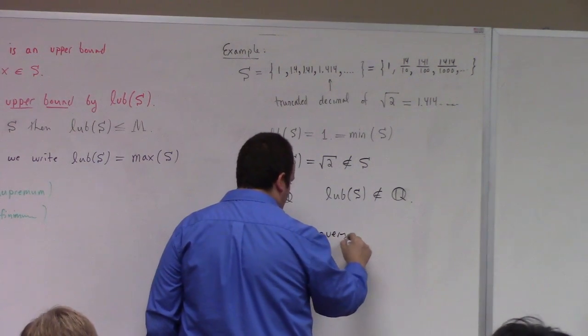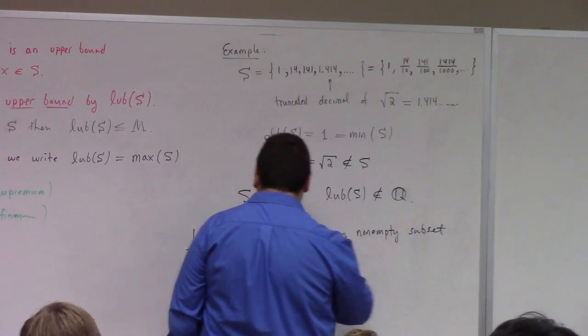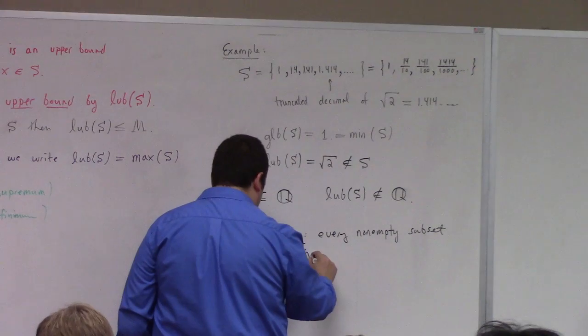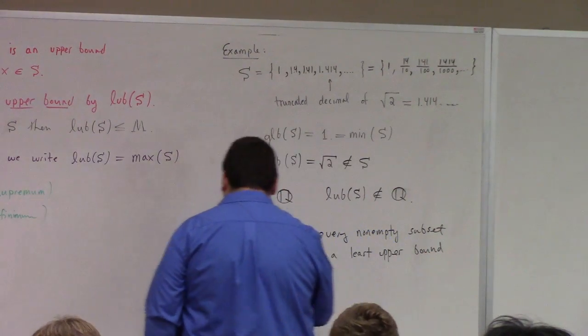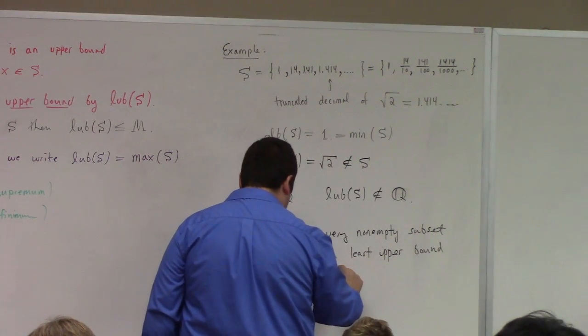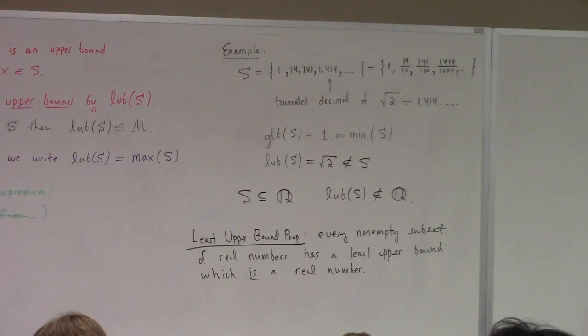It says that every non-empty subset of real numbers has a least upper bound which is a real number. The rational numbers fail in this regard. There's a subset of rational numbers that has a least upper bound, and yet that least upper bound is not a rational number. So this is something different about real numbers versus rational numbers.